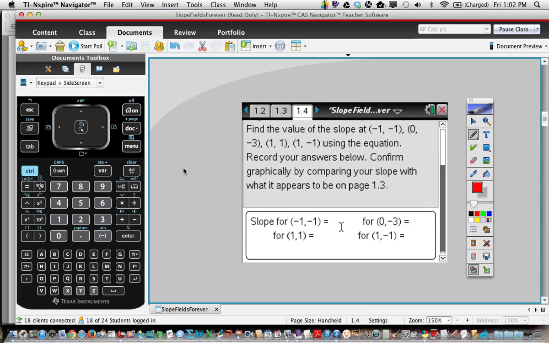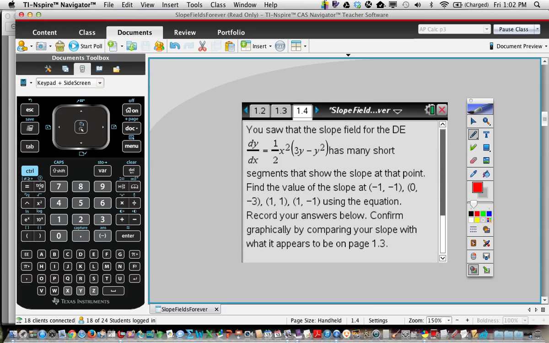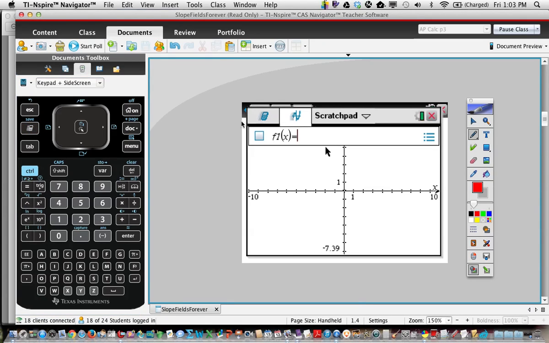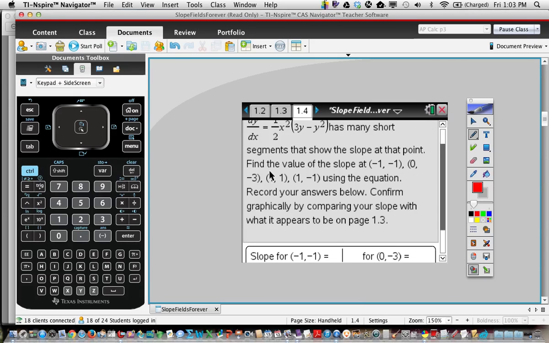Now all you really need to do to find the slope at -1, -1 is this: here's your differential equation right here. You just plug them into that, right? You can probably do it in your head, or go to the regular calculator screen, hit the scratch pad, and just do it right here. Put a -1 in for x, put a -1 in for y, and just calculate your slope. That's all they want you to do.